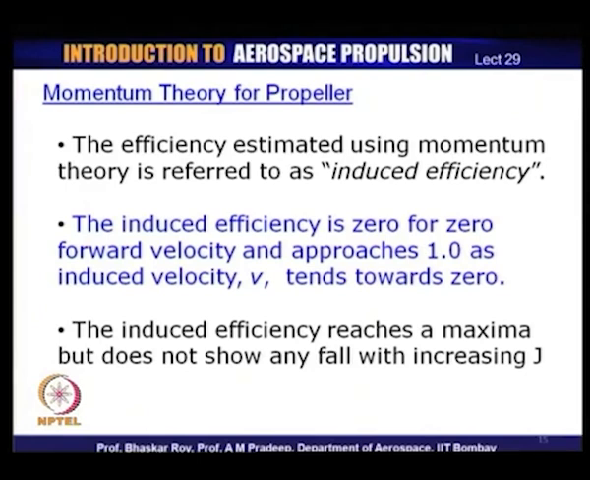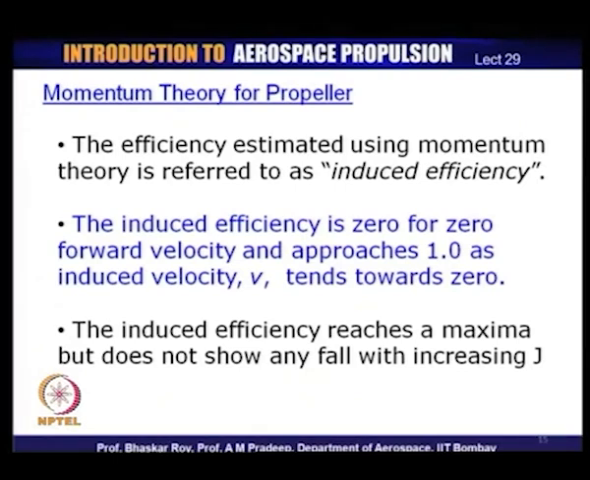The efficiency estimated using the momentum theory is simply called induced efficiency in most of the literature. The induced efficiency, as calculable through this theory, is 0 for 0 forward velocity and approaches 1 as the induced velocity v tends to 0. And the induced efficiency reaches a maxima, but does not show any fall with increasing J, which is the advance ratio which we introduced in the last lecture.